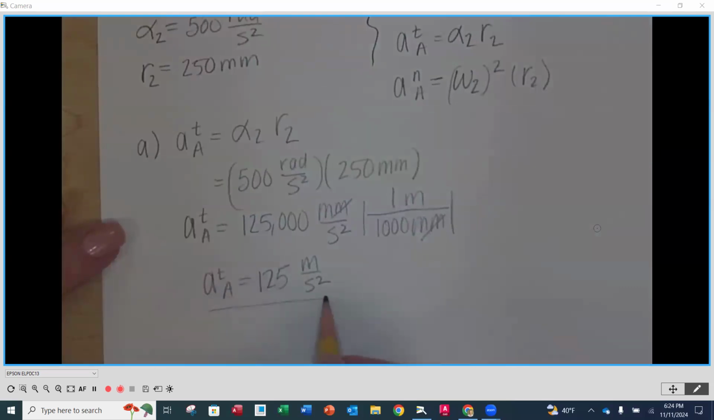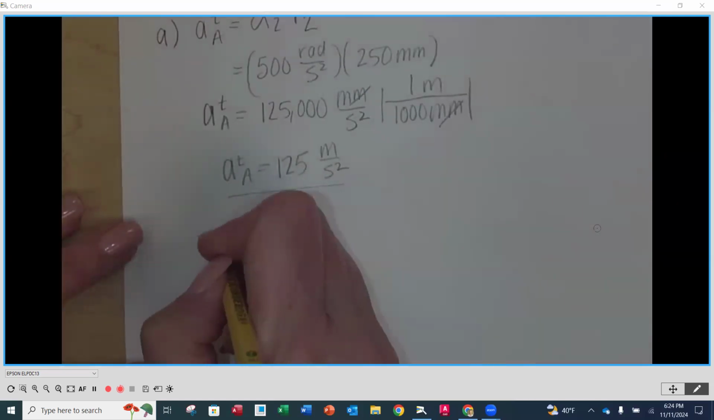So this is, we're going to be using that for the total a little bit later. So that's our tangential component. Now we want to do our normal component.